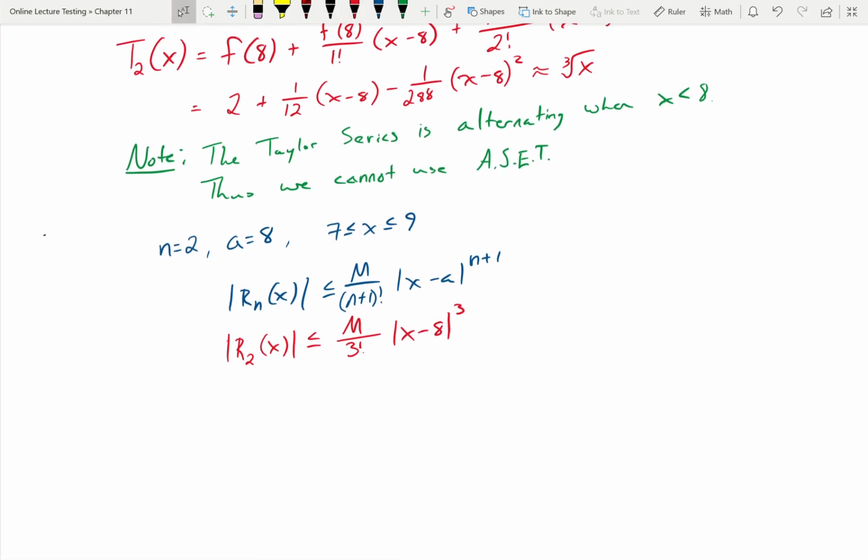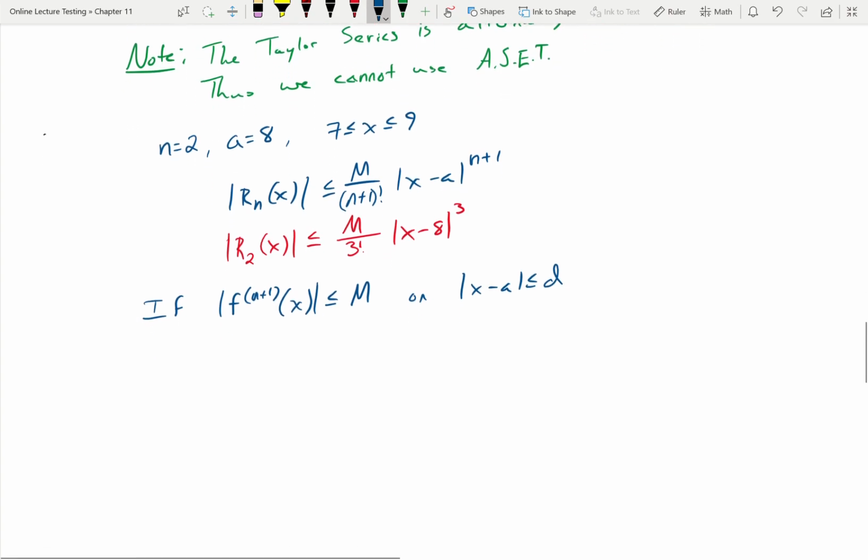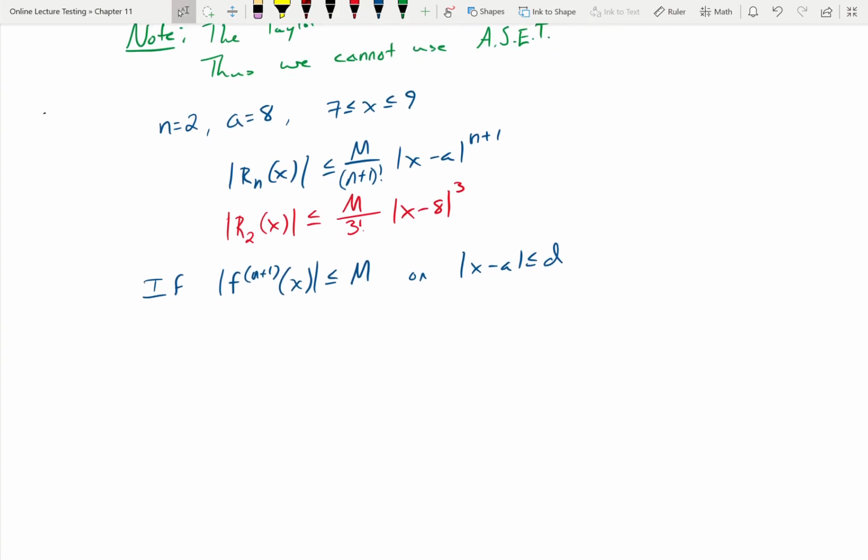All right. The if part, which we should have started first. So the beginning of Taylor's inequality is if the absolute value of the (n plus 1) derivative of f of x is less than or equal to big M on some interval that we have. All right. Well, let's think about this. There's a couple things that we can talk about. The (n plus 1) derivative, so for us, we're saying the third derivative is less than or equal to big M.